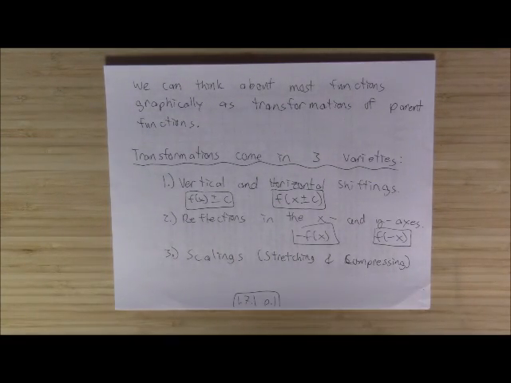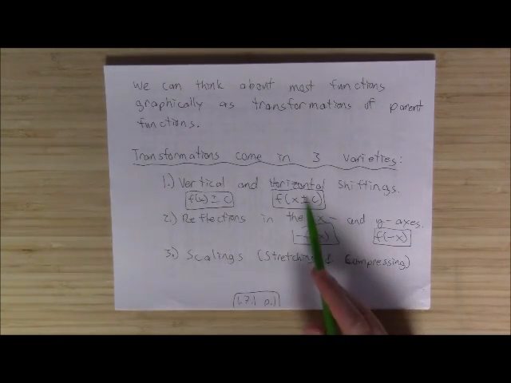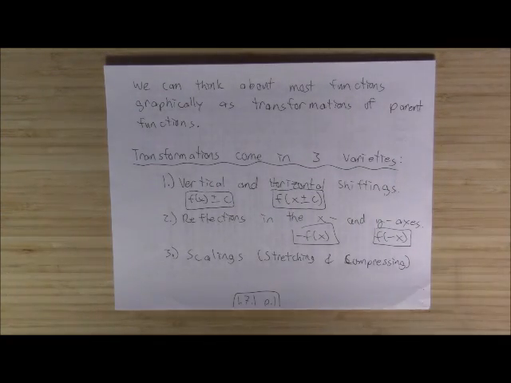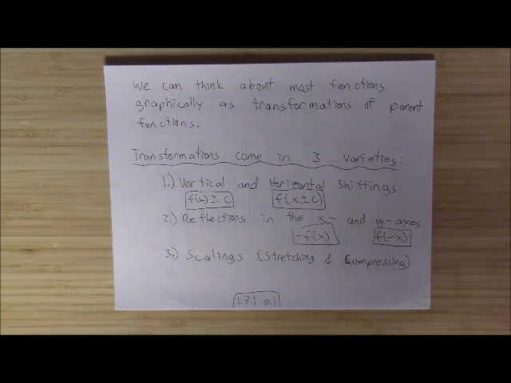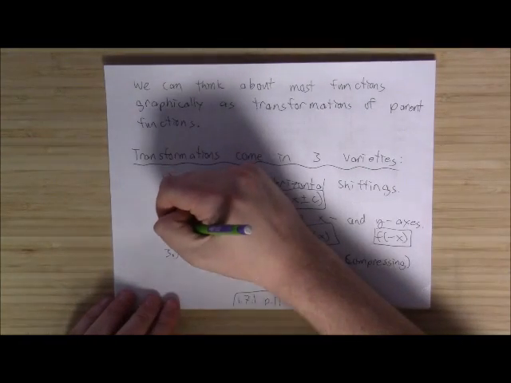So in this first video, we're going to talk about vertical and horizontal shiftings, which means we either add or subtract a c on the outside or add or subtract some constant on the inside of the function. Reflections in the x and y axes will be our second video. Namely, you apply a negative on the inside or the outside of the function. And finally, scalings will be our last video, and that involves stretching and compressing, or as the book calls it, shrinking the graph.